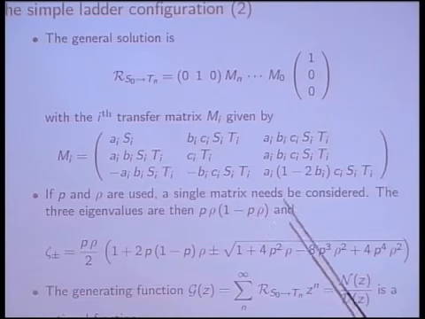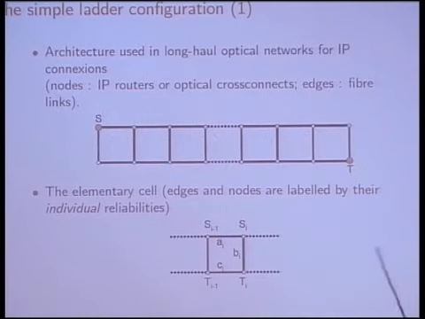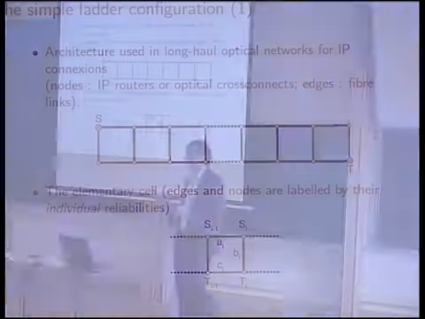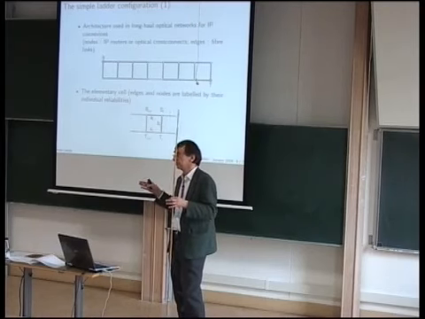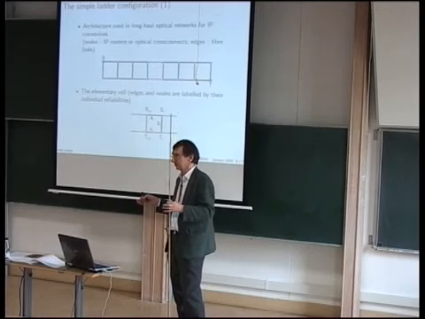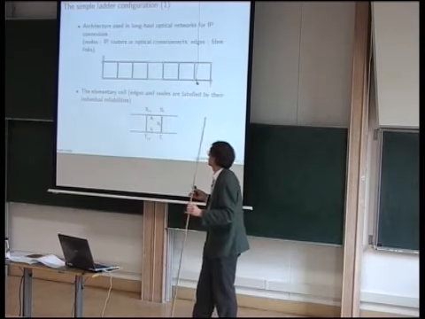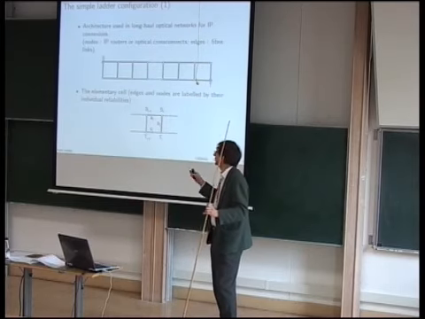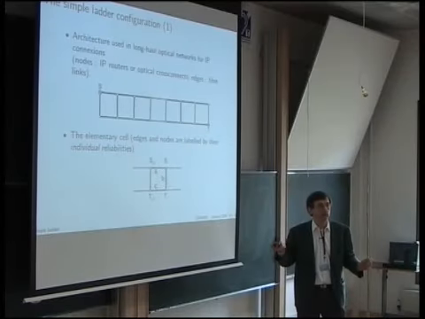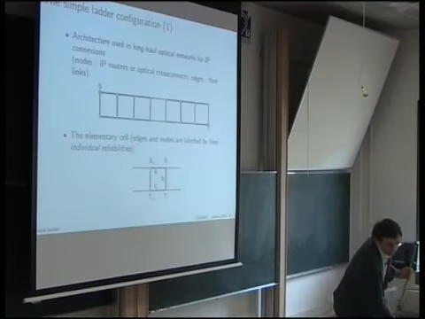What are S_i and T_i? S_i and T_i are the upper and lower nodes here. So I see the nodes as well as edges. Yes, that's really a multivariate problem, because you can choose to index different edges and nodes and give them very different reliabilities or probabilities.